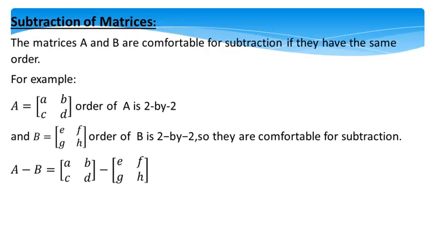A minus B is equal to the corresponding elements subtracted from each other: A minus E, B minus F, C minus G, and D minus H. This is the general form of subtraction of matrices.